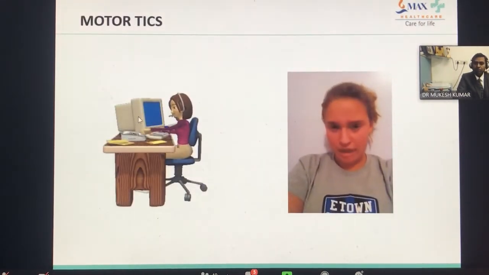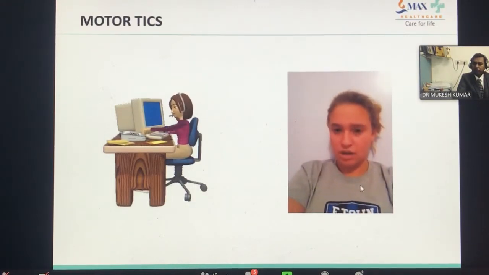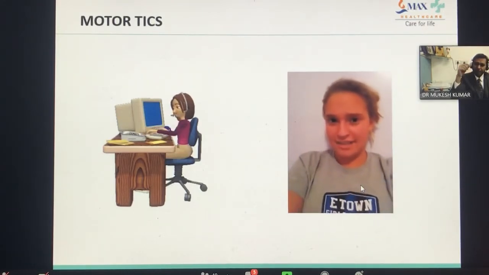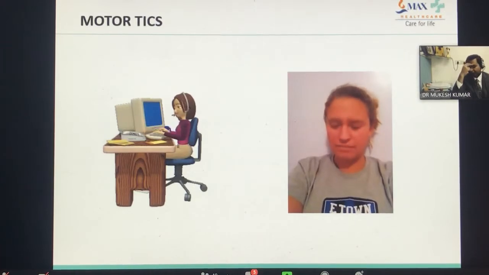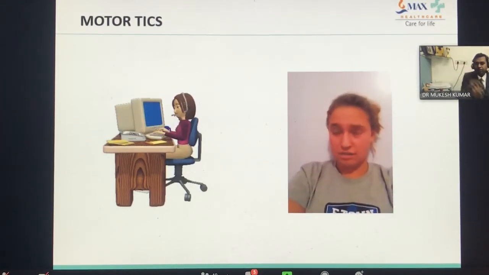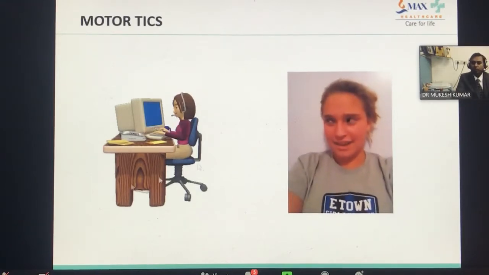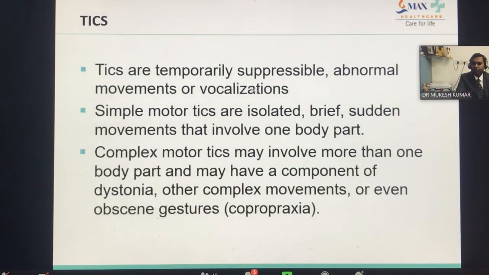Then the last is motor tics. This type of movement is short lasting, suppressible, repetitive movement of the eyelid, or the face, or the hand, or the shoulder. This is termed a tic, and the most common disorder is Gilles de la Tourette syndrome. It is temporarily suppressible abnormal movements, and there are two types: motor tics and verbal tics. Verbal tics means abusive language.